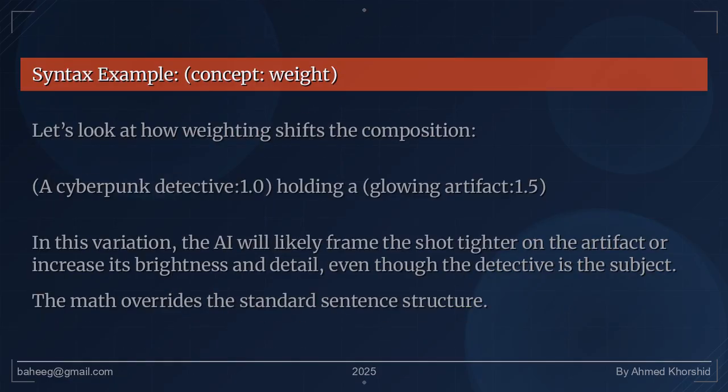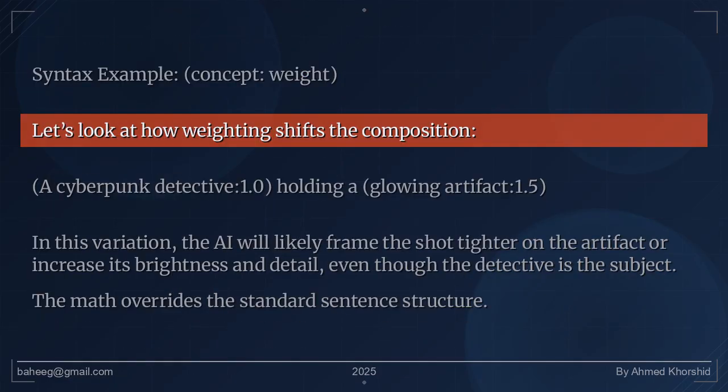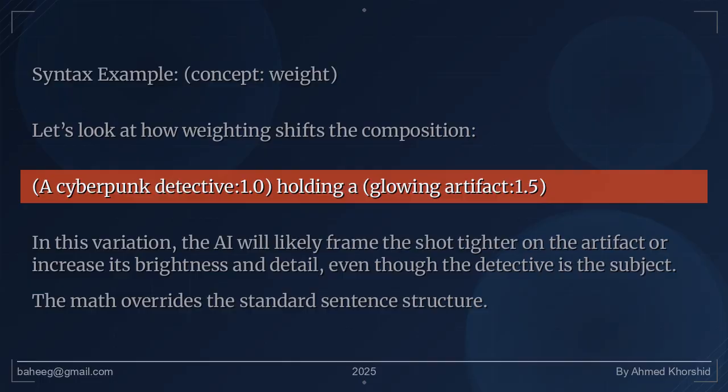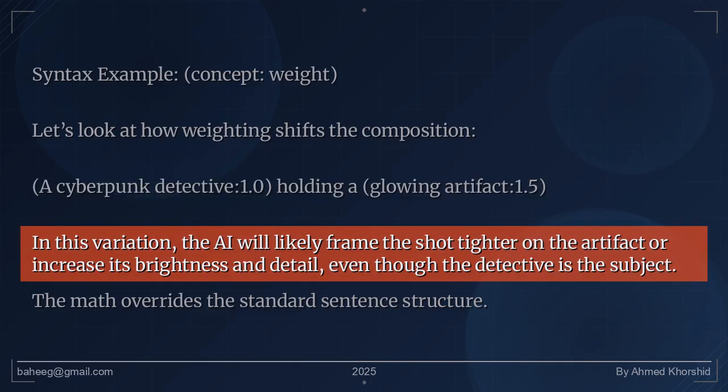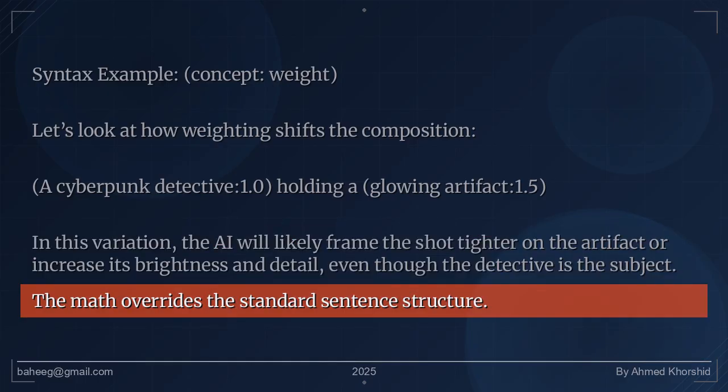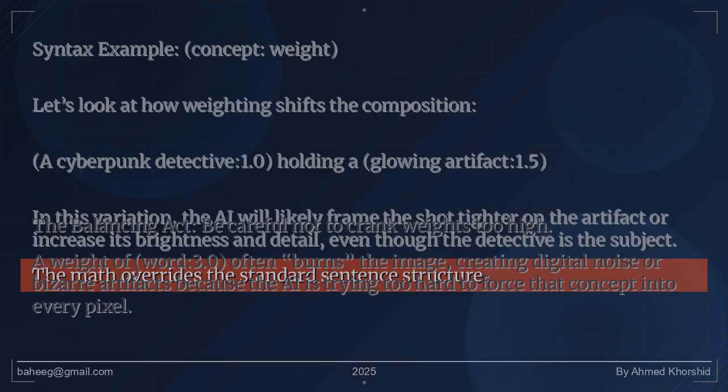Syntax example: (concept:weight). Let's look at how weighting shifts the composition. (A cyberpunk detective:1.0), (holding a glowing artifact:1.5). In this variation, the AI will likely frame the shot tighter on the artifact or increase its brightness and detail, even though the detective is the subject. The math overrides the standard sentence structure.